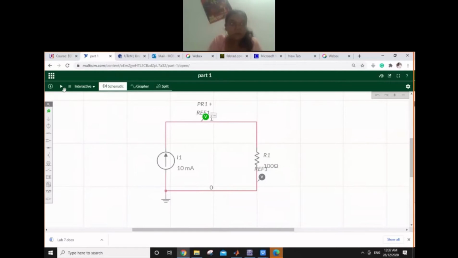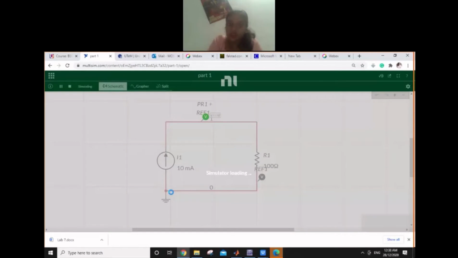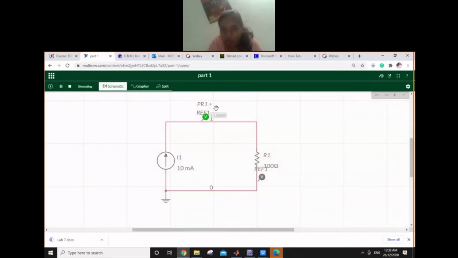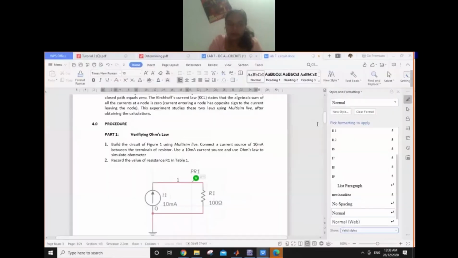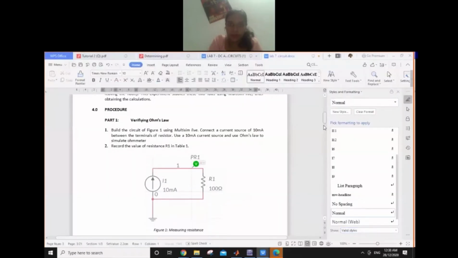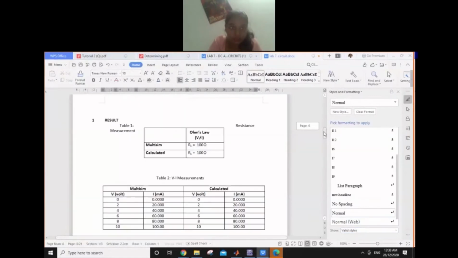You can run the simulation and you can see the current flow, and basically you have to set the ground as well, and you can see the voltage value here. Once you are done, you can stop the simulation, and you can start doing the table, where this is how we have to calculate the result for part 1.